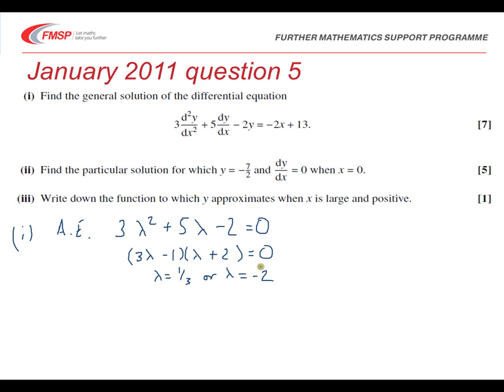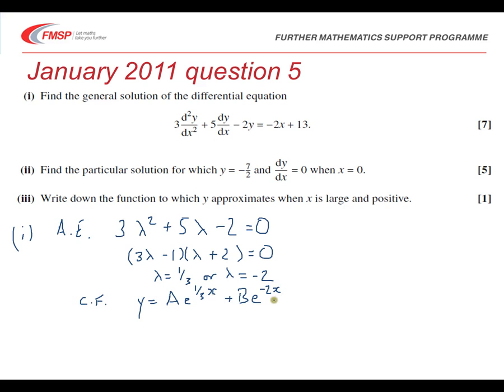and they then give me my powers of e in my complementary function. y equals a e to the third x plus b e to the negative 2x. And that would be the solution to this second order differential equation if the right hand side was 0, and that's known as our complementary function.